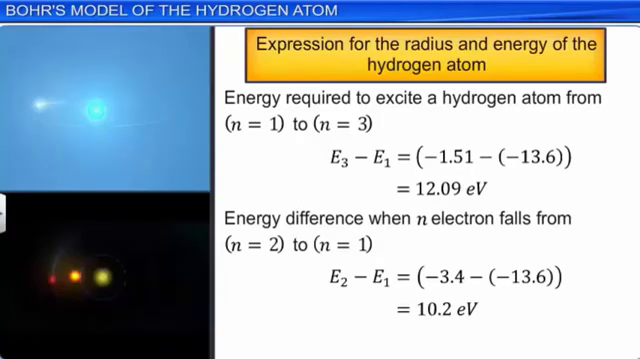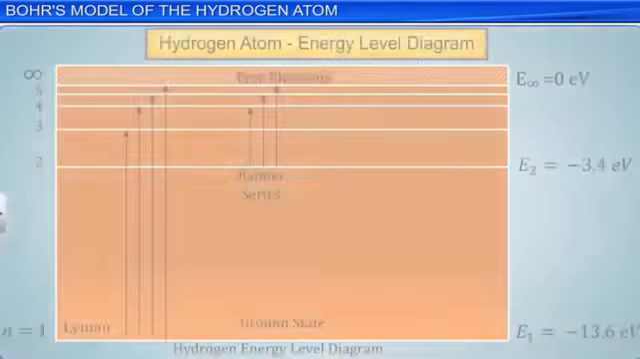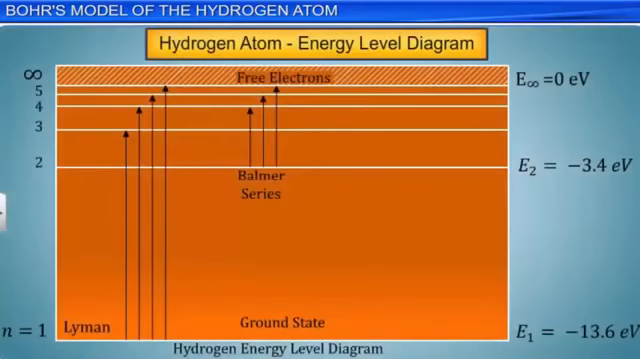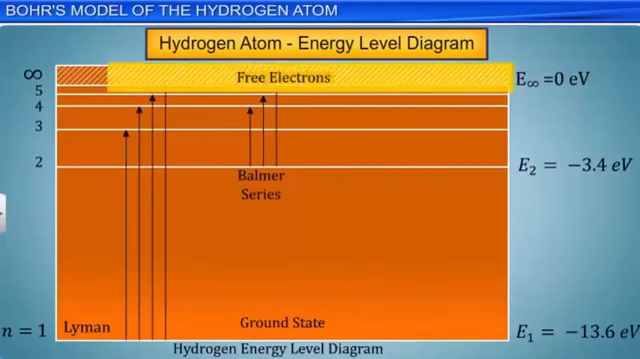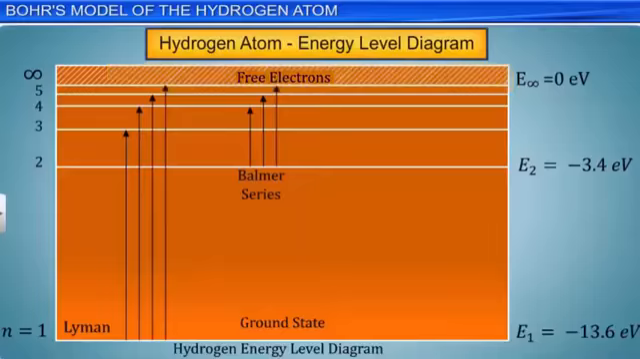We can observe the various energy states of the hydrogen atom in the form of an energy level diagram as shown. In this diagram, the 0 electron volts corresponds to the energy at n equal to infinity, which is the highest energy state. This is the energy when the electron is completely removed from the atom and is at rest.